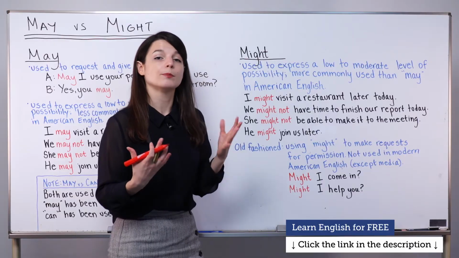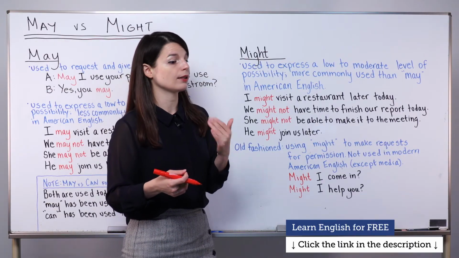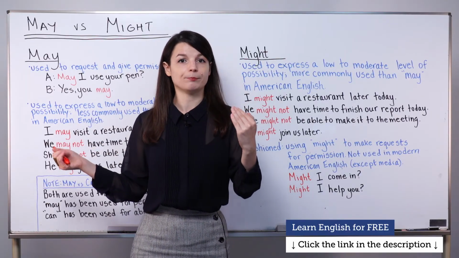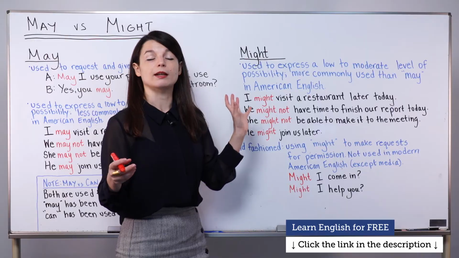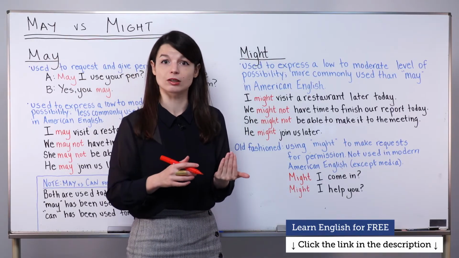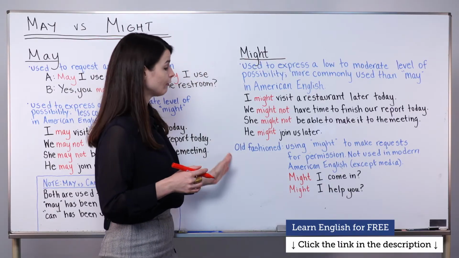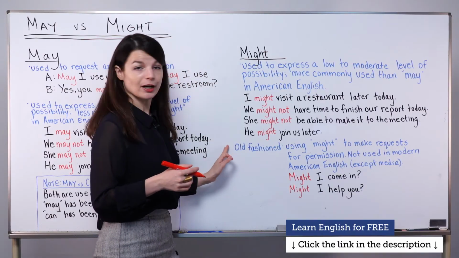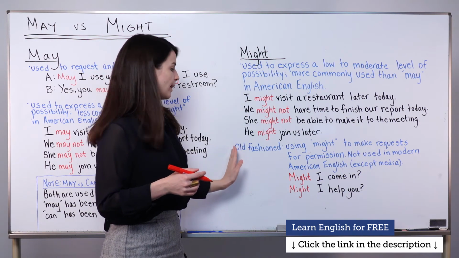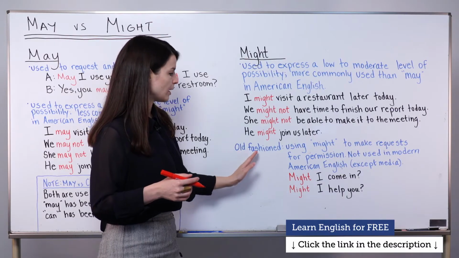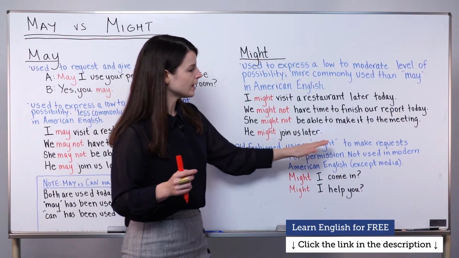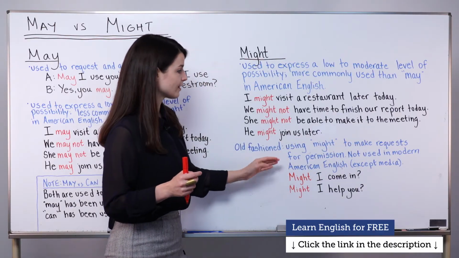So if you want to sound a bit more polite, maybe you're using this at work, for example, you could use may to sound a little bit more polite. Otherwise, I would recommend using might to sound friendly and have kind of a more everyday feel to your conversation. One final point here is this old-fashioned point. So might is not used in this way in modern American English, but you might hear it sometimes. So it's an old-fashioned use, but using might to make requests for permission.